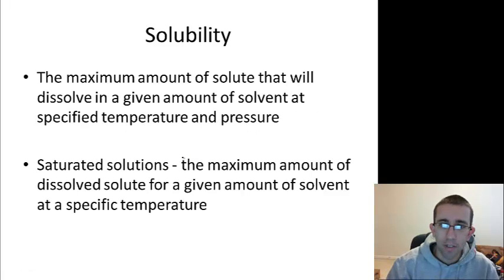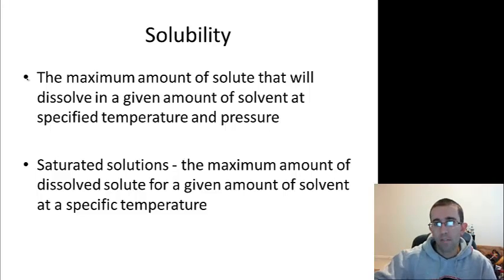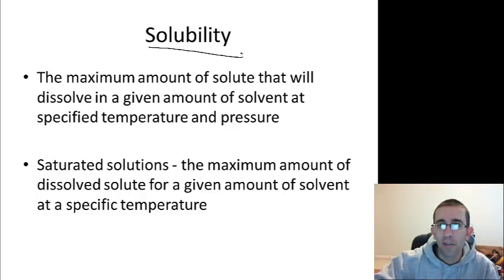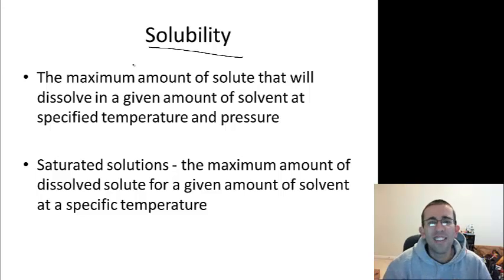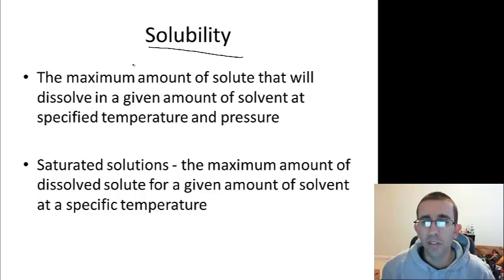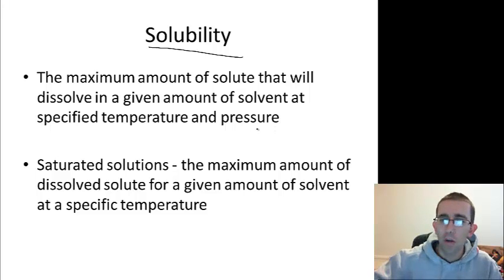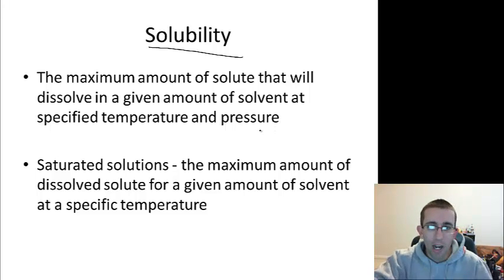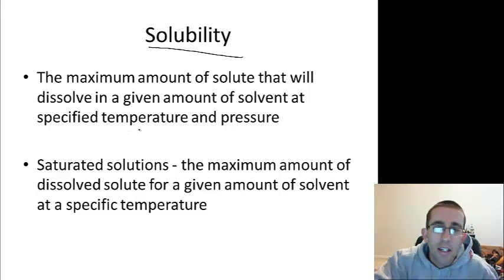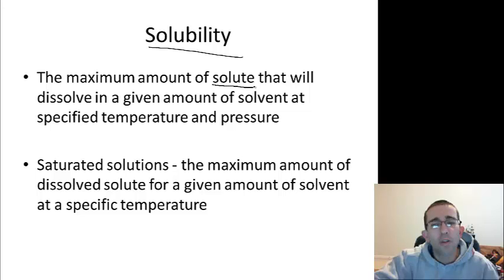Alright, like I said, lots of definitions in this chapter. Solubility is a definition you need to know. This is the maximum amount of solute that can dissolve in a given amount of solvent at a certain temperature and pressure. We are not going to worry about pressure for a while. We'll talk about it later in the year. Temperature will come into play here. Let's go back over some terms. The maximum amount of solute. Remember, the solute is what's being dissolved in a given amount of solvent.